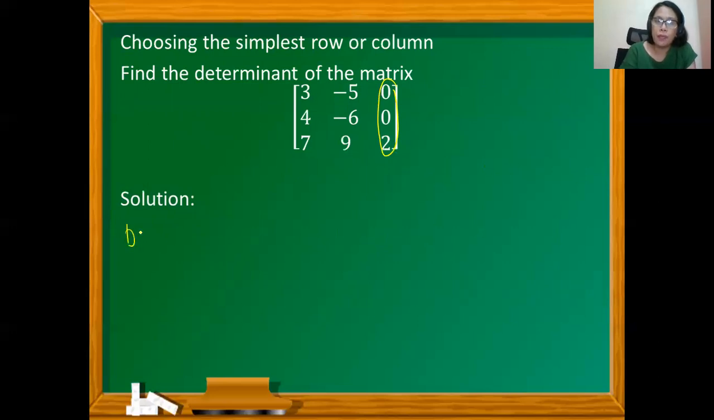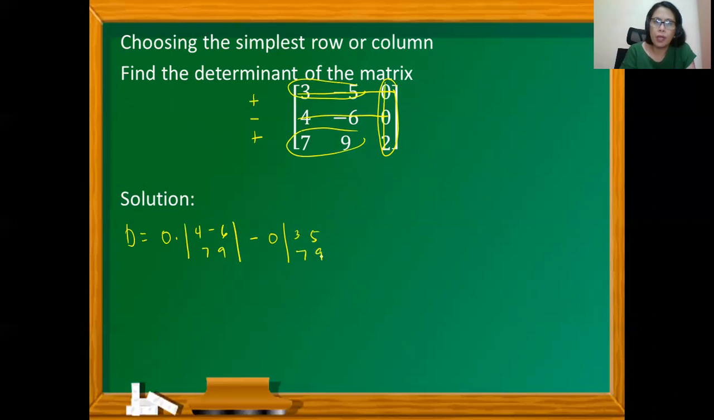So we have D, and we're going to consider the sign positive, negative, positive. Okay? So this is 0 times, so we're going to eliminate this row and this column. 4 times negative 6, 7 times 9. And then minus 0 again. So this will be canceled and this. So this will be the elements that we're going to consider. 3, 5, 7, 9. And then plus 2 times.